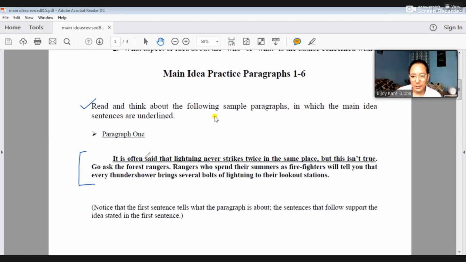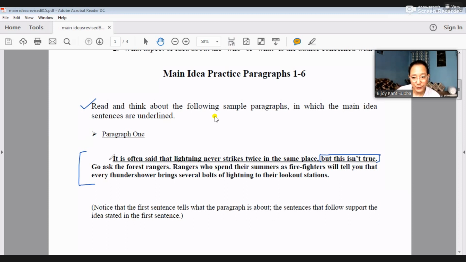Now it says, it's often said that lightning never strikes twice in the same place. But this isn't true. The author clearly doesn't agree that lightning cannot strike in the same place again. So the very first sentence that's been underlined contains the main idea, or in other words, it's the topic sentence. It isn't true. How is it true?